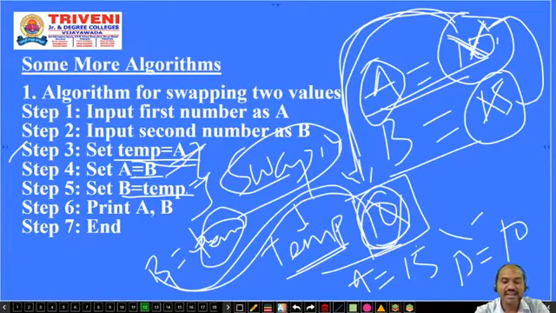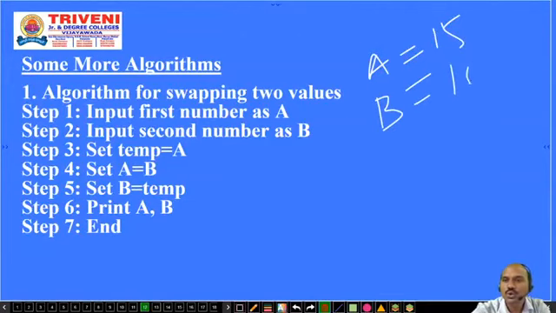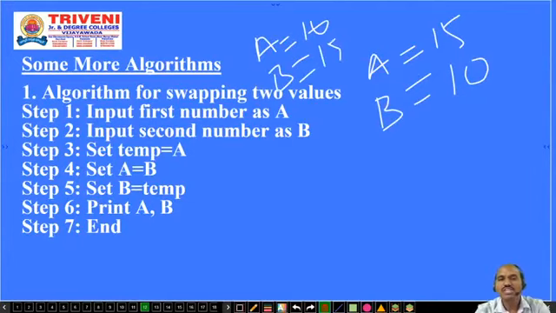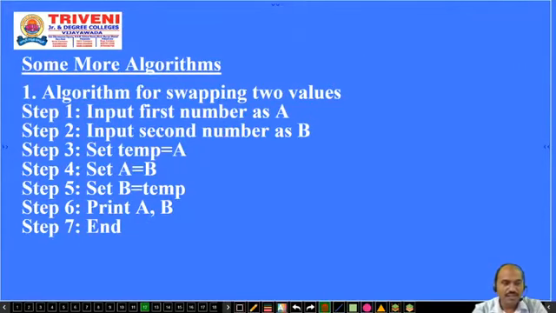It is another algorithm, swapping of two numbers. That is A equals 15 and B equals 10. Before, the A value is 10 and B value is 15. After swapping, the A value becomes 15 and the B value becomes 10. So we print the statement after completion of the swapping. So this is an algorithm for swapping of two numbers.